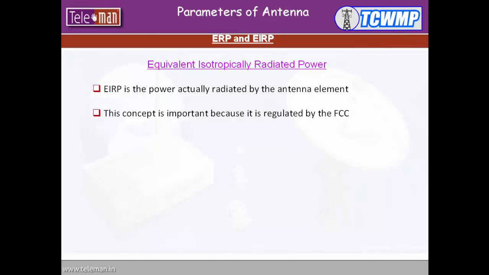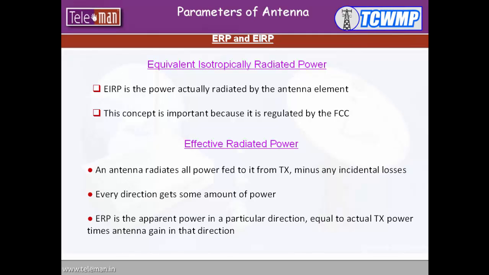Now we'll discuss some parameters of antenna, that is ERP and EIRP. First we'll talk about EIRP, that is equivalent isotropically radiated power. This is the power actually radiated by the antenna element. This is important because it is regulated by the FCC. So how much power is radiated by the antenna is EIRP.